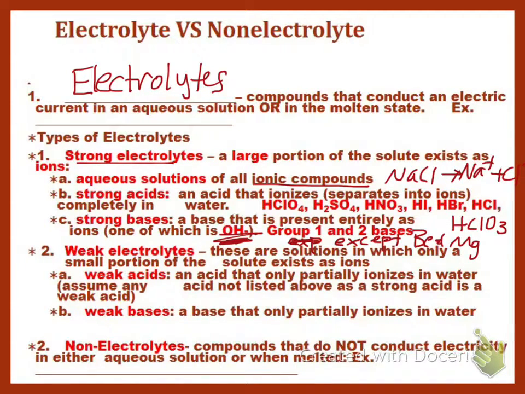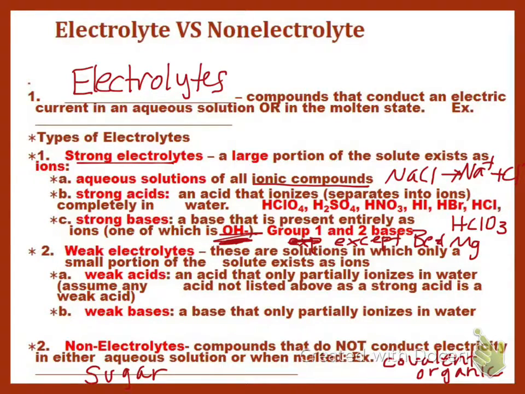And then your non-electrolytes are things that do not conduct electricity when they're either melted or in a solution. And those are going to be your covalent compounds and any organic molecules. So a very good example of a non-electrolyte is sugar. Sugar will not conduct an electric current. It'll dissolve, obviously. We've got sweet tea, we've got Kool-Aid, we've got drinks that are sweetened, so it will dissolve. But sugar is a non-electrolyte because it doesn't dissociate.